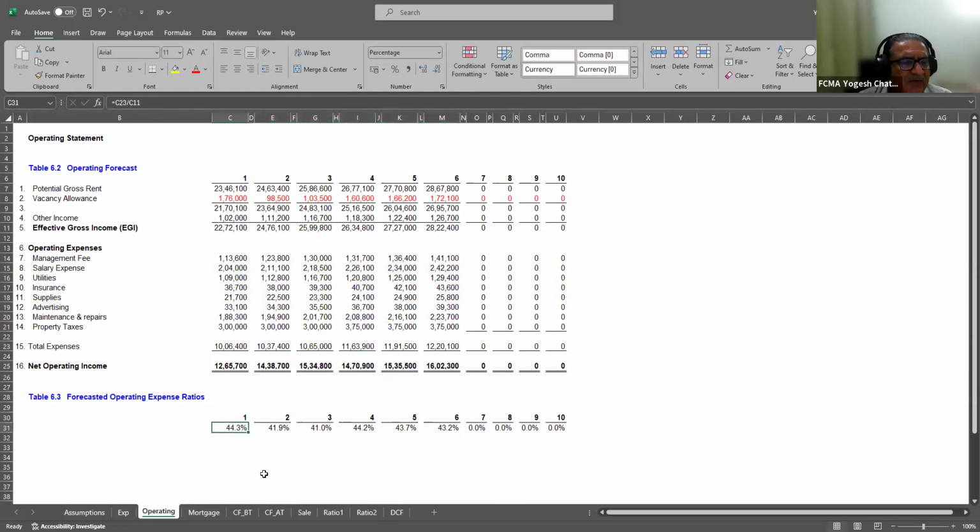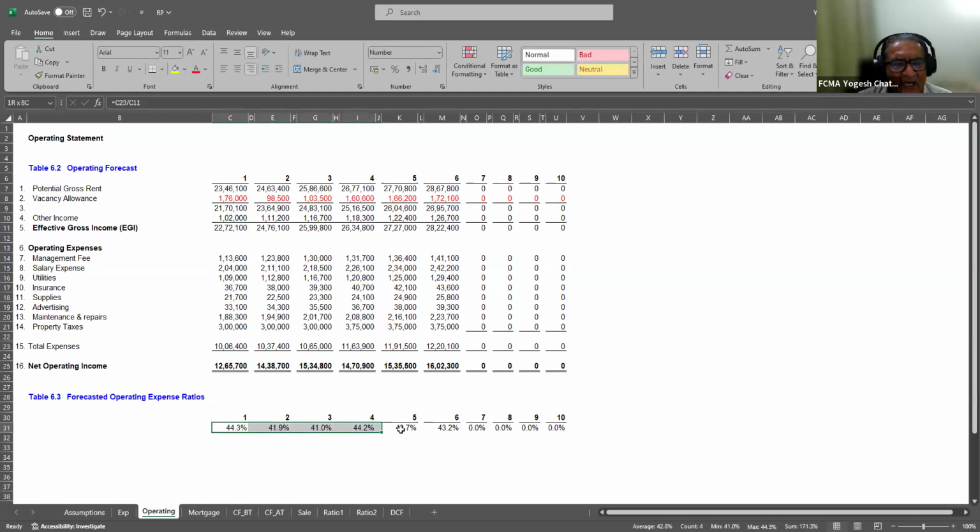So gross income minus the operating expenses will provide me the net operating income. And this is a very important ratio, the operating expense ratio. So that is my operating expenses divided by effective gross income. That is around 44%. So in other words, expenses are to the tune of 44% as compared to my income.